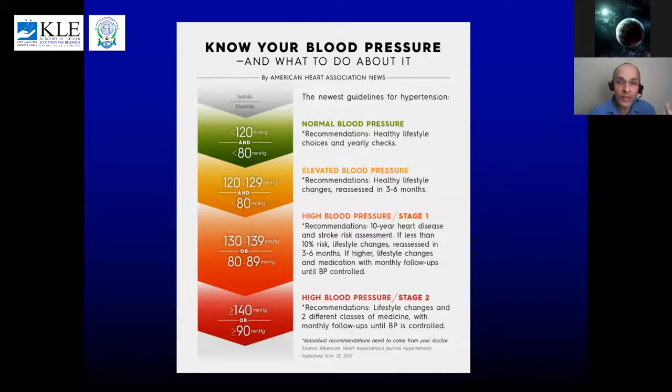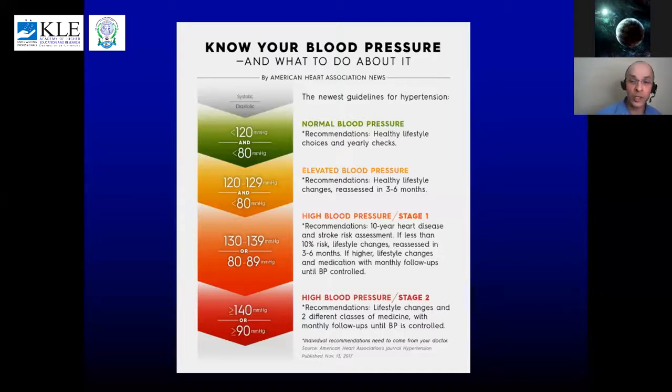So the question that begs consideration is that for decades, we always thought of a blood pressure of 140 over 90 as hypertensive. We always believed that if somebody's blood pressure is greater than 140 over 90, they're hypertensive. The question is, why did the guidelines change on November 13th, 2007? Why did the guidelines change?